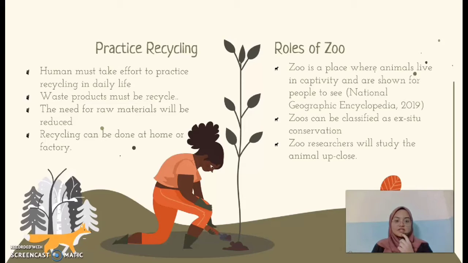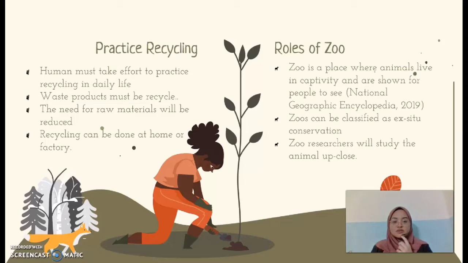The second way of preserving the environment is the role of zoos. The National Geographic Encyclopedia 2019 defines a zoo as a place where animals live in captivity and are shown for people to see. A zoo can also be defined as a collection of captured wild animals that are presented to the public in such a way that they are easier to observe than in nature.